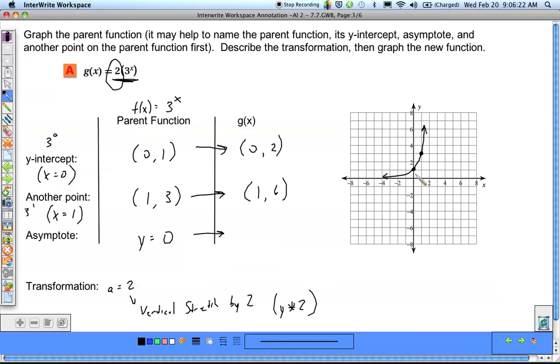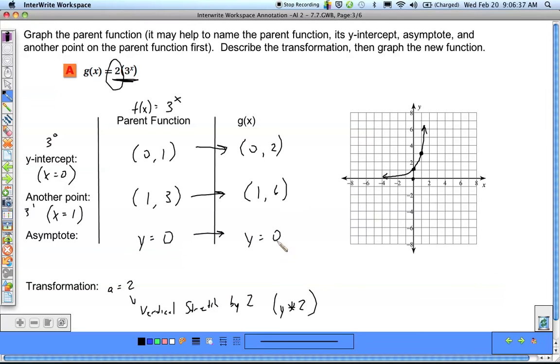Think about the point, or take a point that it actually goes through, like (0, 0). If you multiply that y by 2, does that point really change any? It stays at (0, 0). So our horizontal line isn't going to move anywhere. It's going to remain at y equals 0.